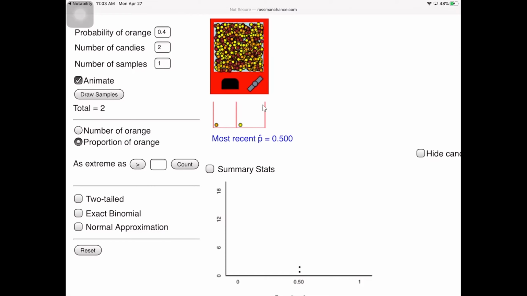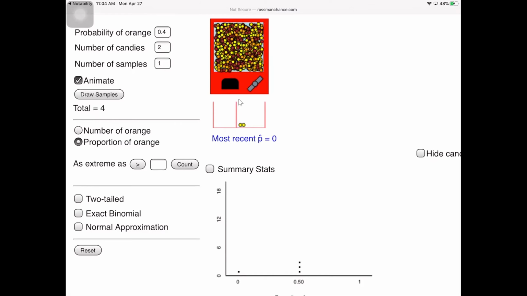If I do another drawing of 2 Reese's Pieces, we get another orange and another yellow, so once again we get 50%. Let's do that again. We get another 50%. If you notice right here, it has 3 dots, which signifies that we did this 3 times and all 3 times came up 50%.